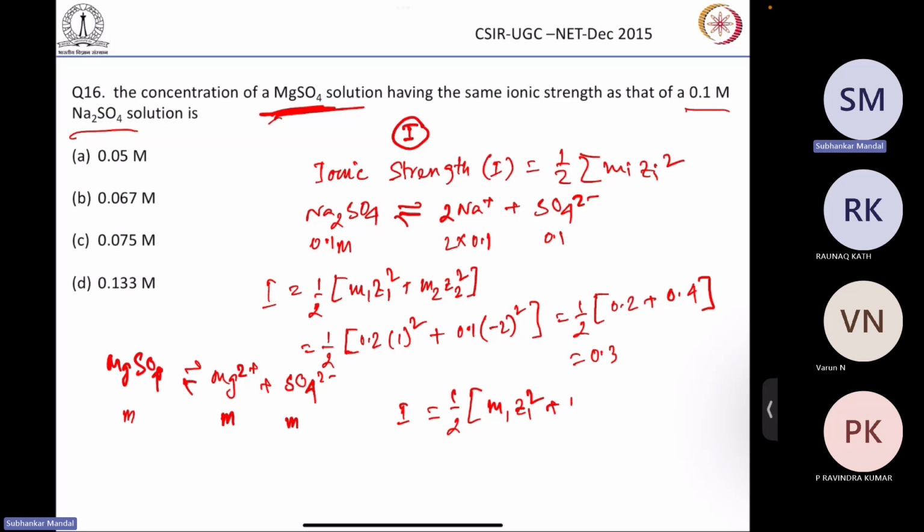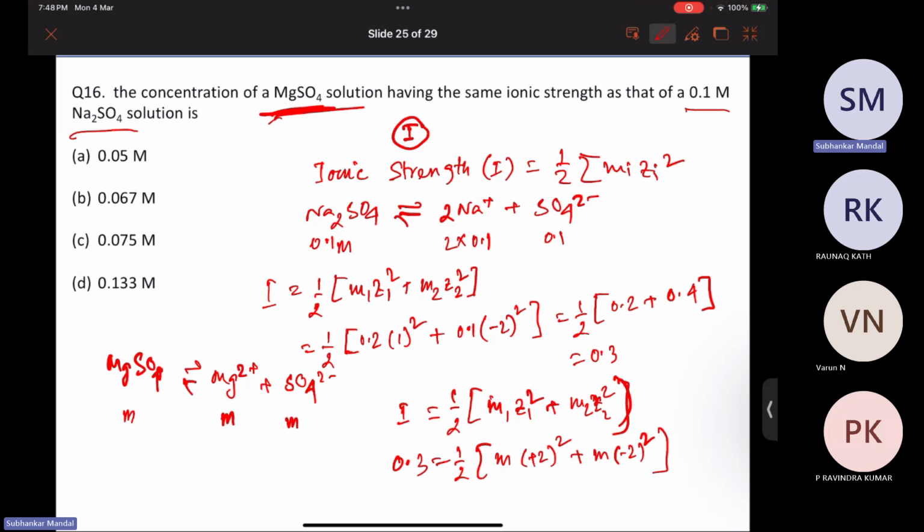M1Z1 square plus M2Z2 square, same. Then half of, this is M1, M. So this is Z1 square, plus 2 square, plus M2, that is M, and sulfate also minus 2 whole square. So this ionic strength it is given 0.3. So this value it is given 0.3.